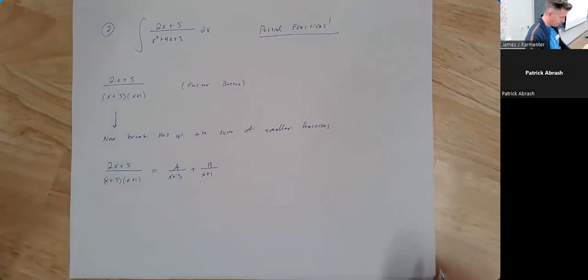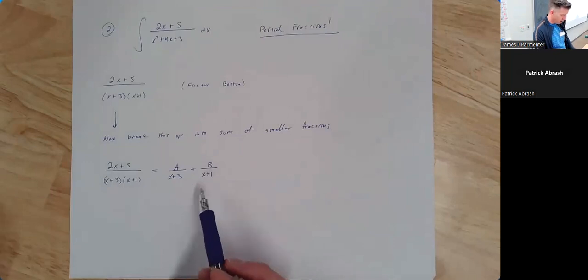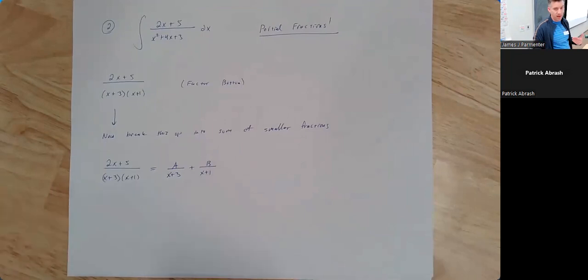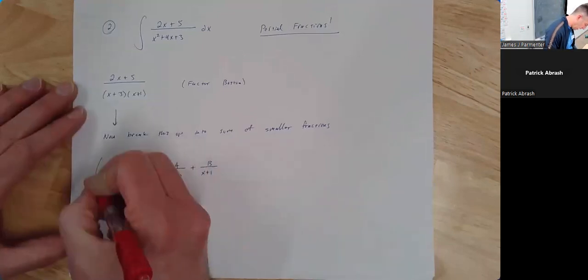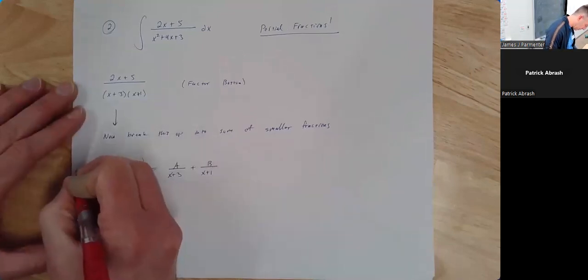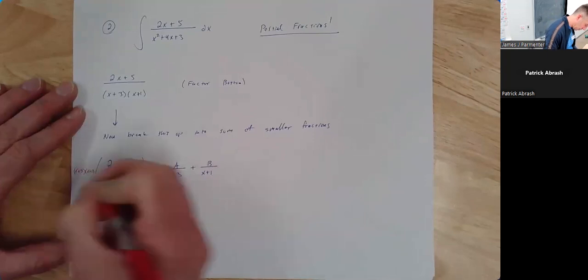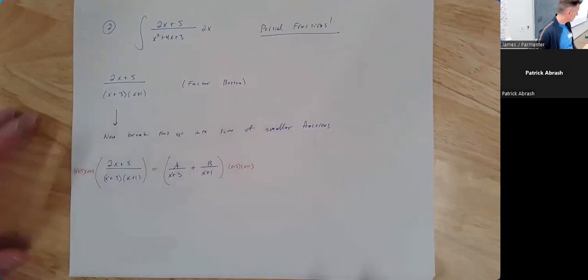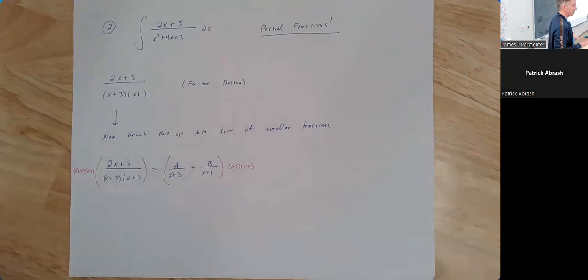Which should be true, right? If I add these two fractions together, their common denominator is going to be that common denominator over there. So these should somehow add together. So here's what we're going to do. To figure out what the constants a and b are, we're going to multiply both sides by that common denominator. So we're going to multiply this side by x plus 3 times x plus 1, and we're going to multiply this side by x plus 3 times x plus 1. Essentially, finding a common denominator and then equating the numerators to each other.